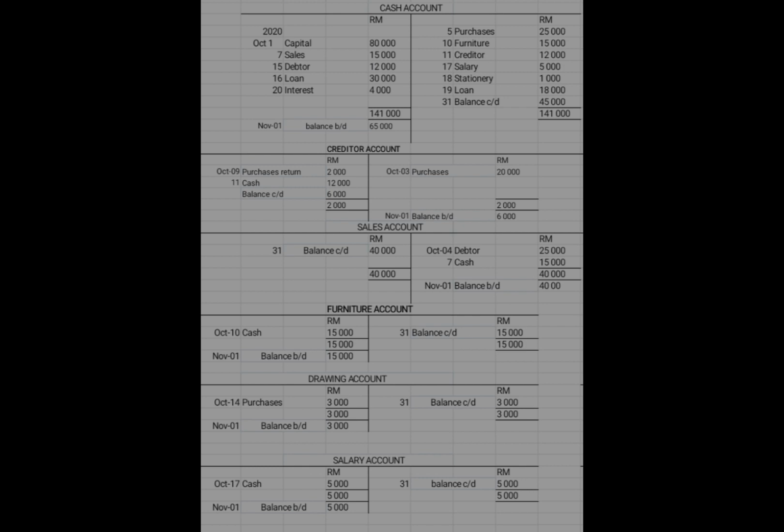Balance C/D is for opening account, while balance B/D is for closing account.